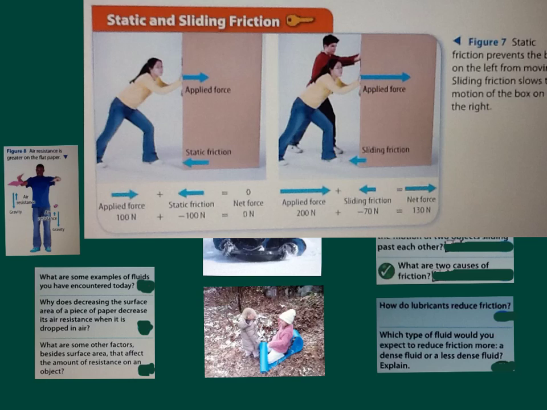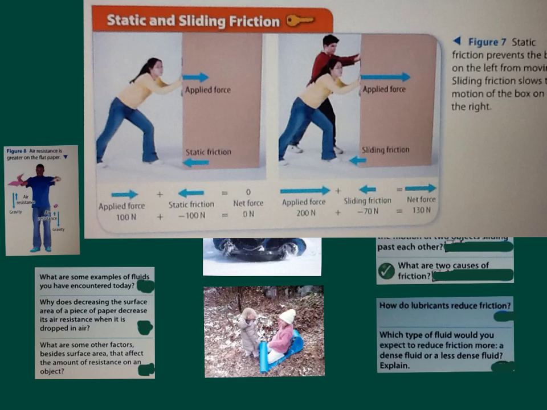How does the equation show you that the object on the right is moving? How does it show you that this object is moving? Well, let's take a look at this equation. Applied force, the arrow is longer, 200 newtons, okay? Just as we talked about before, sliding friction is minus 70 newtons. The minus means it's going in the opposite direction from the applied force, which means your net force is 130 newtons, which shows that the object is moving.